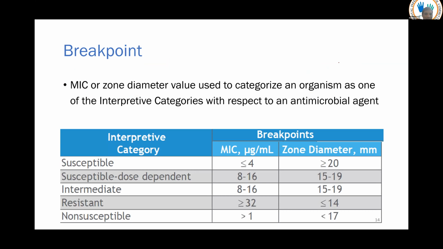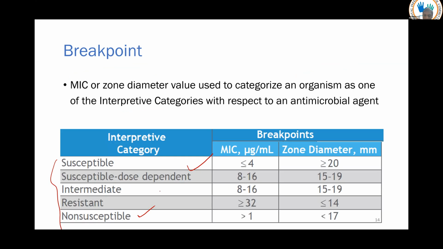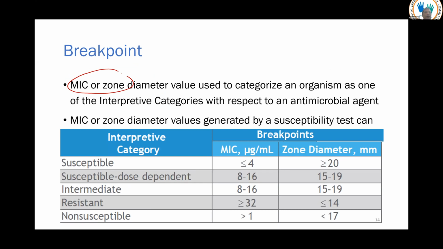So these are the various interpretative categories, SIR. Other than that, you have SDD, also one more interpretative category, and non-susceptible also. I will explain all these categories subsequently. But those MICs or zone diameters which can classify them into these categories are called breakpoints.